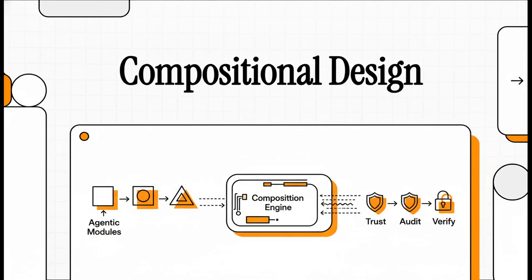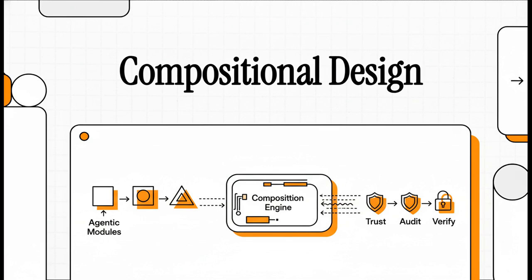Today, we're diving into a guide for a new era of software development called Compositional Software Design for agentic systems. It really gets to the heart of a huge challenge we're all facing. As AI systems get more and more complex, how do we make sure we can still trust them, audit them, and actually verify that they're doing what we think they're doing?